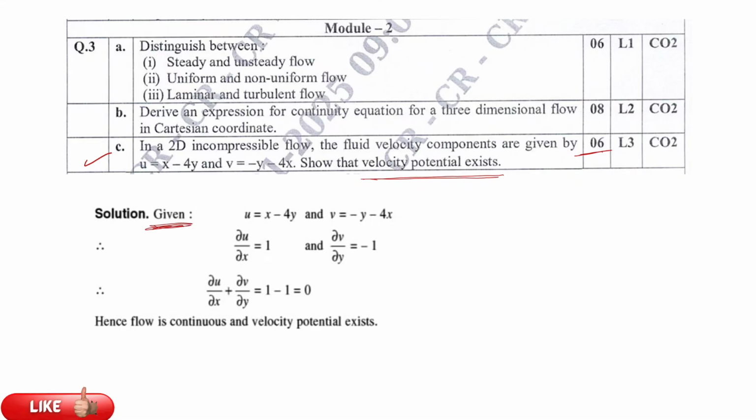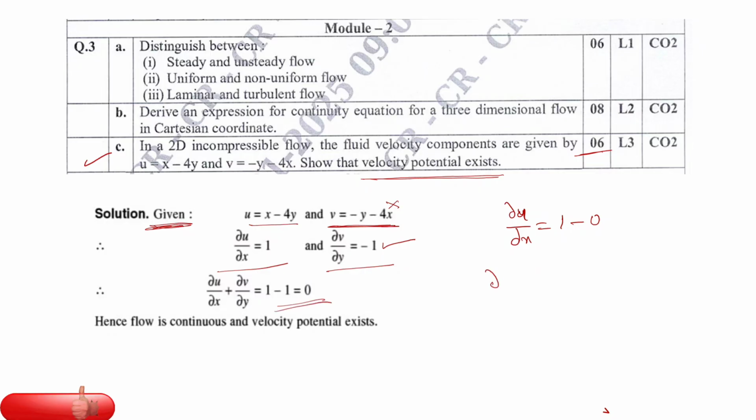Here the given data are u is equal to x minus 4y and v is equal to minus y minus 4x. Partial differentiation, dou u by dou x, we will get 1. Dou u by dou x is equal to 1 minus 0. So dou u by dou x is equal to 1. Similarly, dou v by dou y, for this equation we will get minus 1. 4x becomes 0. Dou u by dou x plus dou v by dou y is equal to 1 minus 1, that is equal to 0.